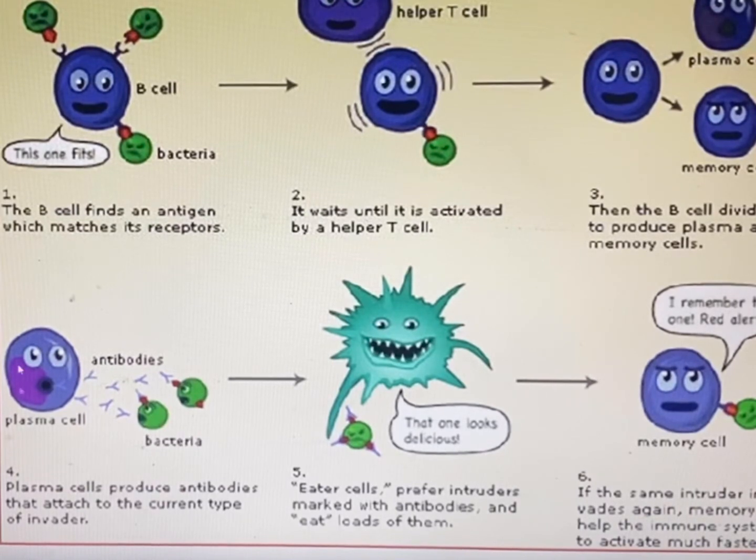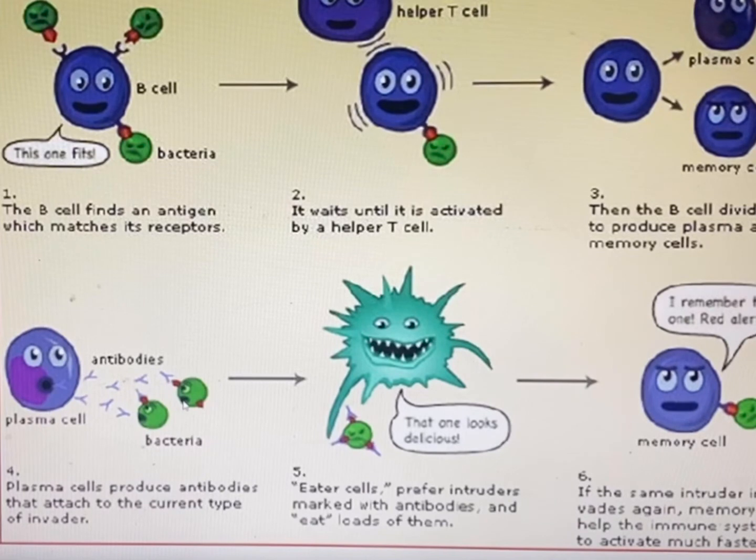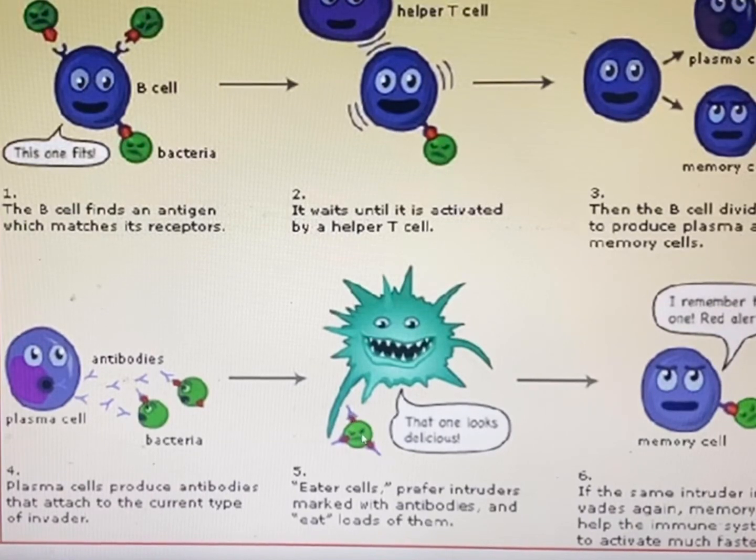In the fourth stage, what happens, you know? The antibodies are deactivating the bacteria. These are the antibody bonds, and from plasma cells, of course, they are killing the germs, the bacteria. And here, that one looks delicious. That means these eater cells prefer intruders marked with antibodies. That means these cells are very attracted to the bacteria which are attached with the antibodies, right? So this is the best thing they can scan for.